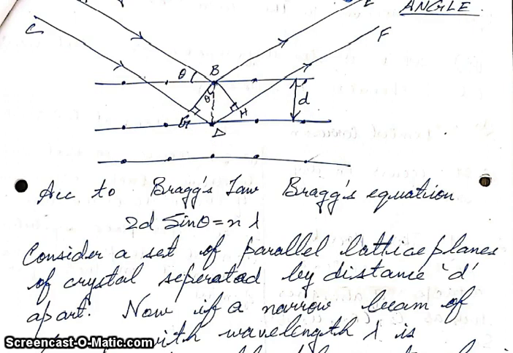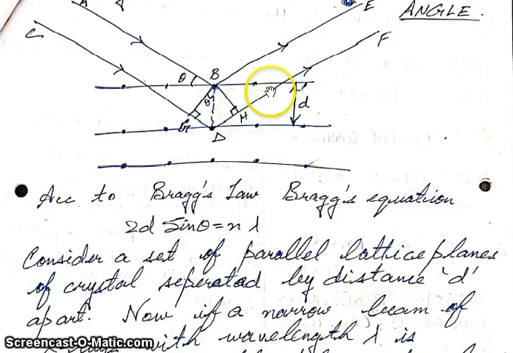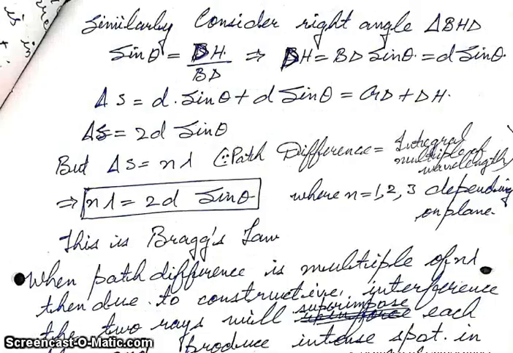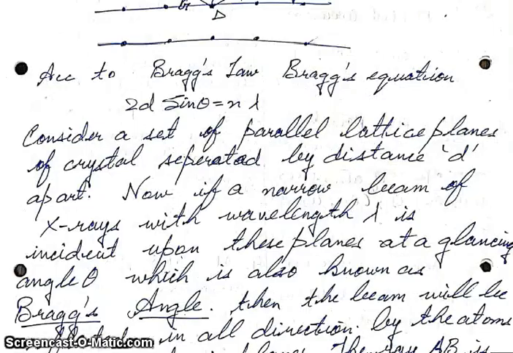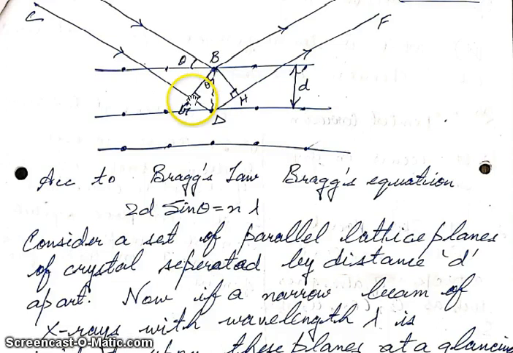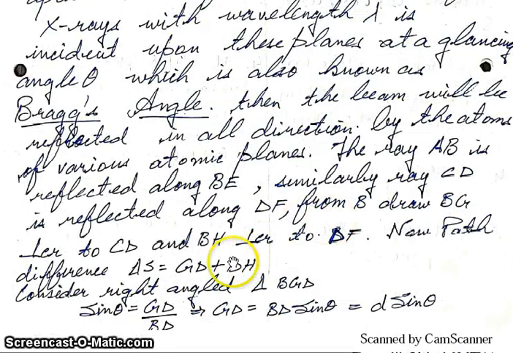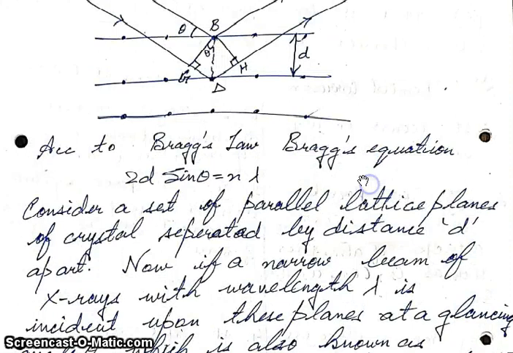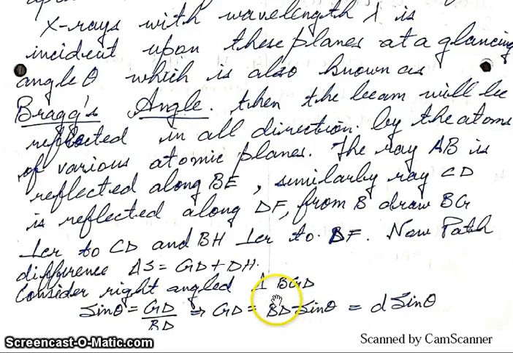After that, the path difference delta S is equal to GD plus DH. Consider the right angle triangle BGD. In this case, sin theta is GD upon BD, perpendicular over hypotenuse. So GD is BD sin theta. BD is small d. So GD is d sin theta.